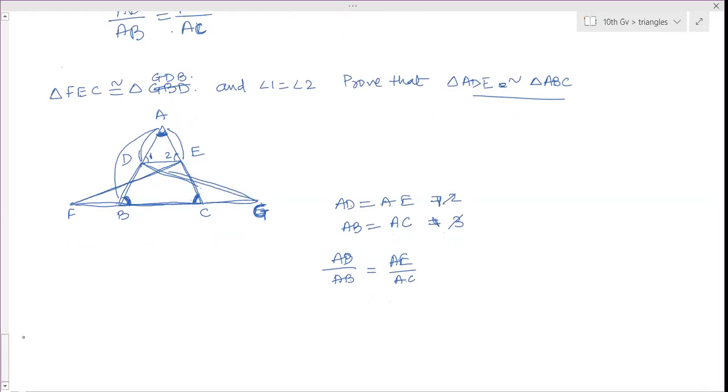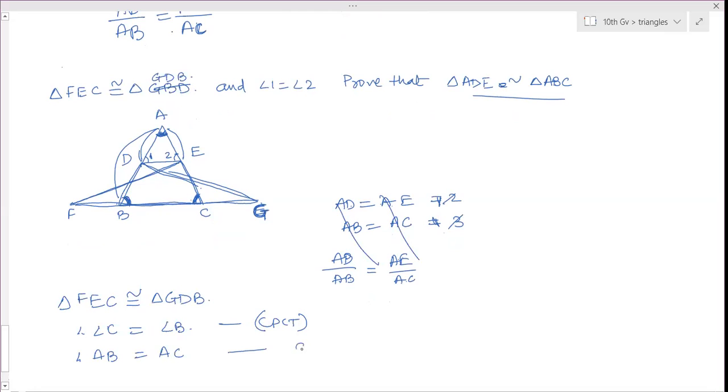Now you can write it down here. I've not written this properly, only shown. Triangle FEC is congruent to triangle GDB. So therefore, angle C is equal to angle B by CPCT. Therefore, AB is equal to AC. Sides opposite to equal angles. Sorry, not angles, sides opposite to equal angles.